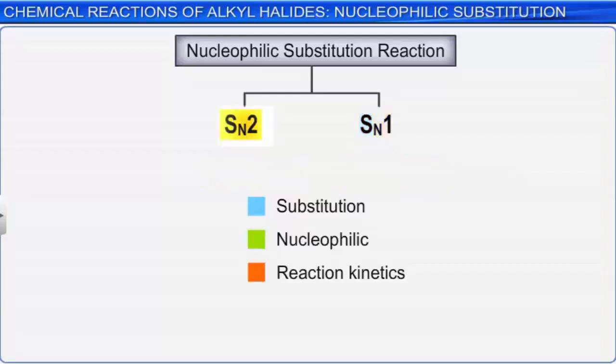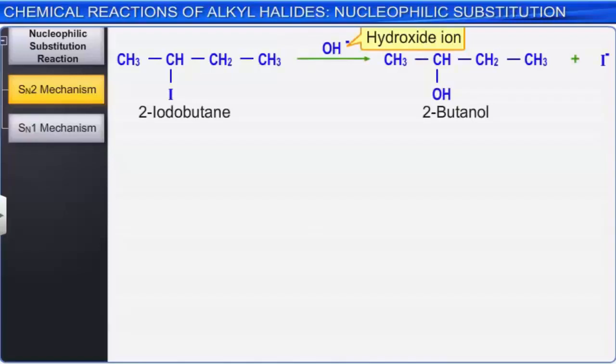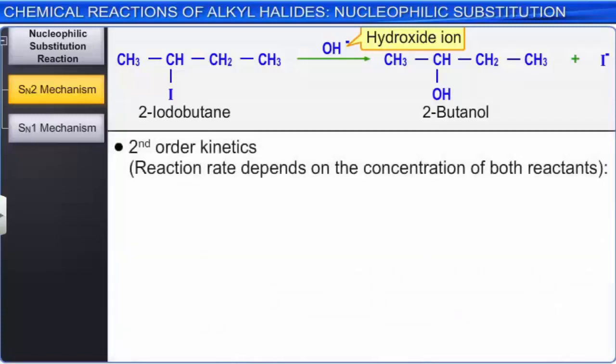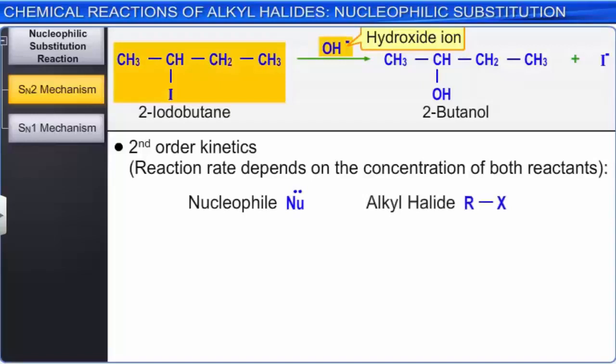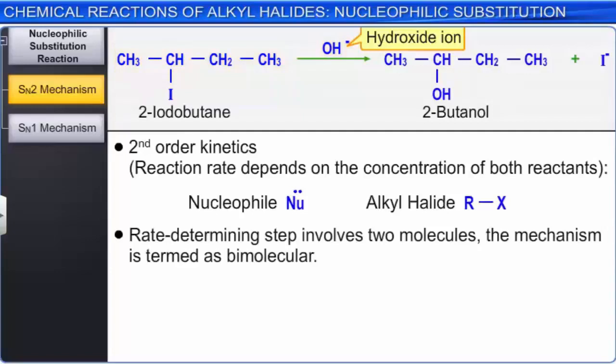Let's start with the SN2 reaction. The reaction between 2-iodobutane and hydroxide ion to yield 2-butanol is an example of an SN2 reaction. This reaction follows second-order kinetics, meaning that the reaction rate depends on the concentration of both the nucleophile and the alkyl halide. As the slow step or rate-determining step involves two molecules, the mechanism is termed bimolecular. This reaction occurs in a single step and does not involve any intermediate.